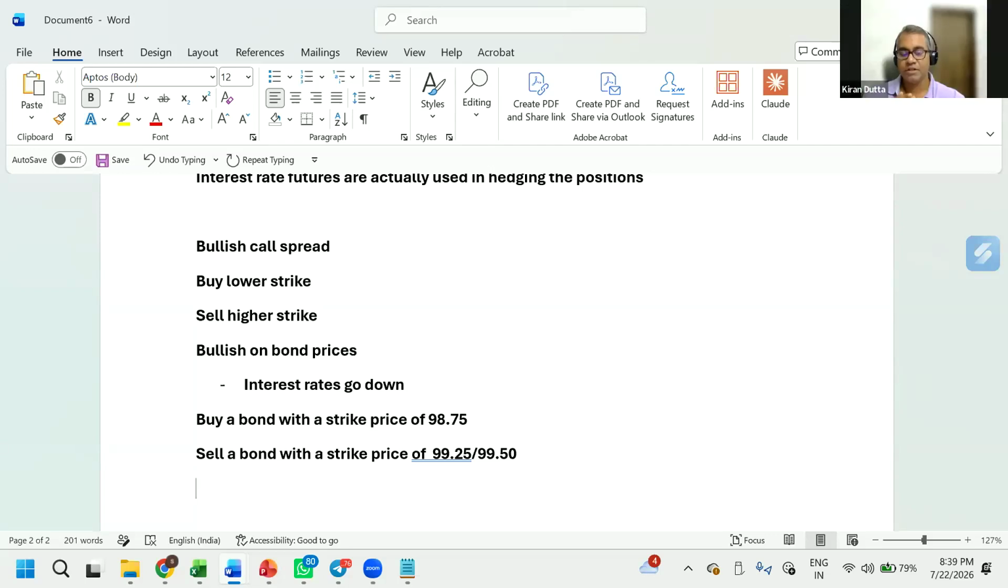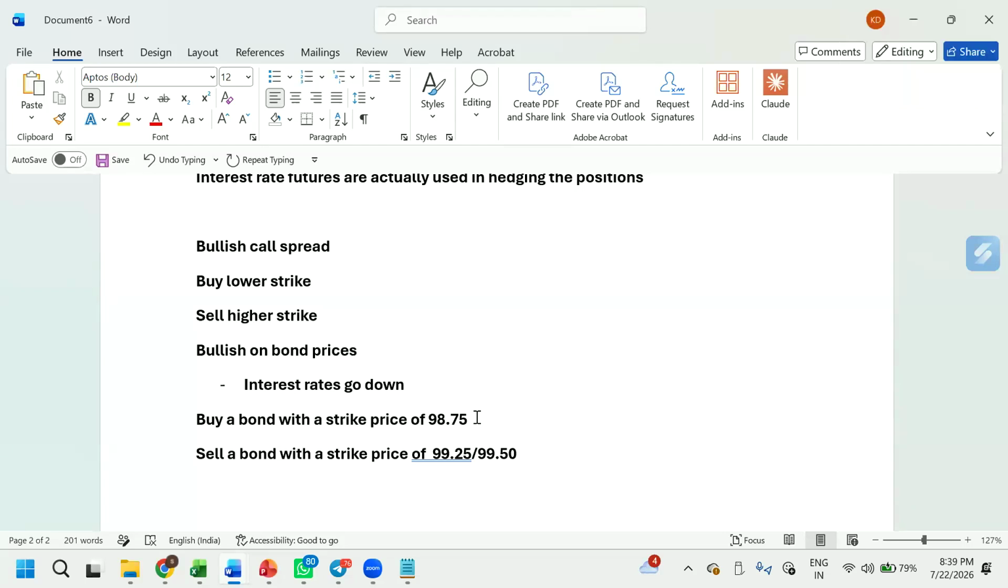What is the current price that we are assuming? So, for example, when the interest rate is going down, I'm expecting the bond price to go to like 99 or 99.10 primarily.